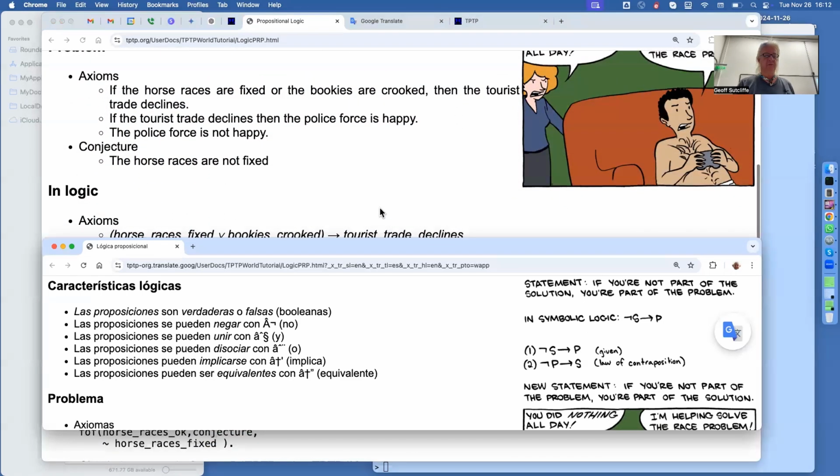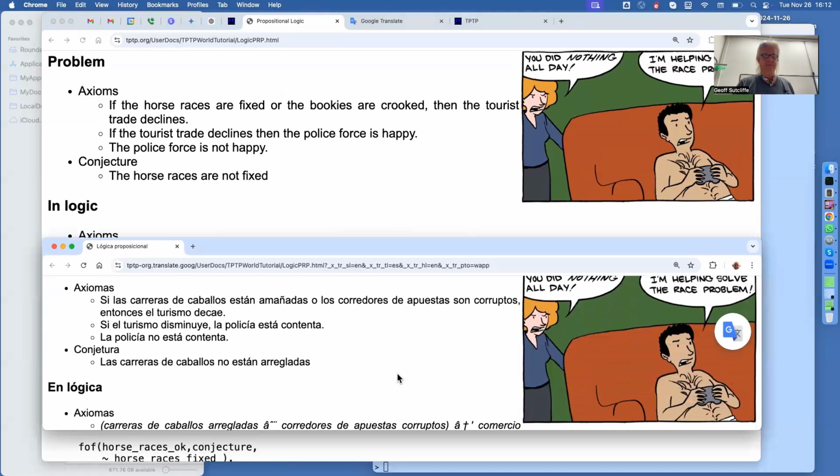And so we saw this problem yesterday, a very simple problem. The axioms that describe the world. If the horse races are fixed or the bookies are crooked, then the tourist trade declines. If the tourist trade declines, then the police are happy. La policía no está contenta. You see, I speak Spanish now. And so these are our axioms, and we want to prove the horse races are not fixed. And if you look at this and you think, yeah, it's true, it's good. But now how can we make a computer do that check for us?